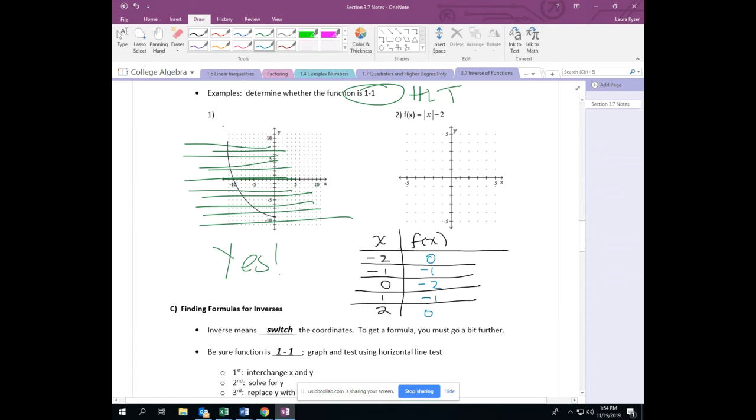So here are my points. Negative 2 is at 0. And negative 1 is at negative 1. And 0 is at negative 2. And 1 is at negative 1. And 2 is at 0.